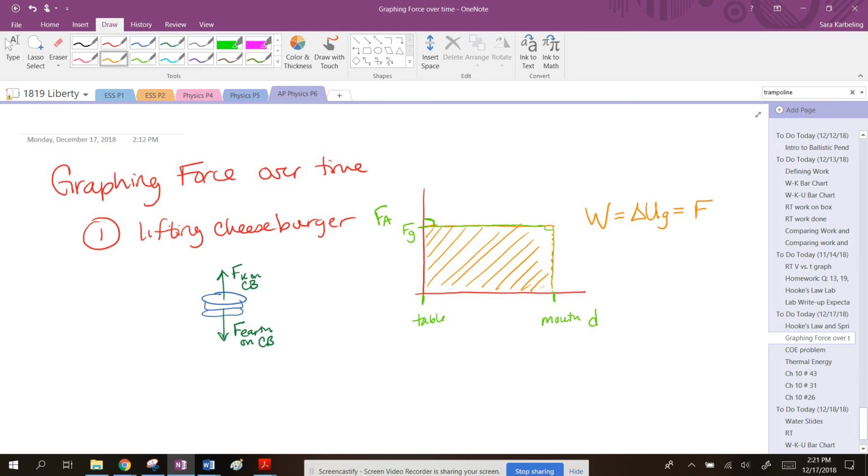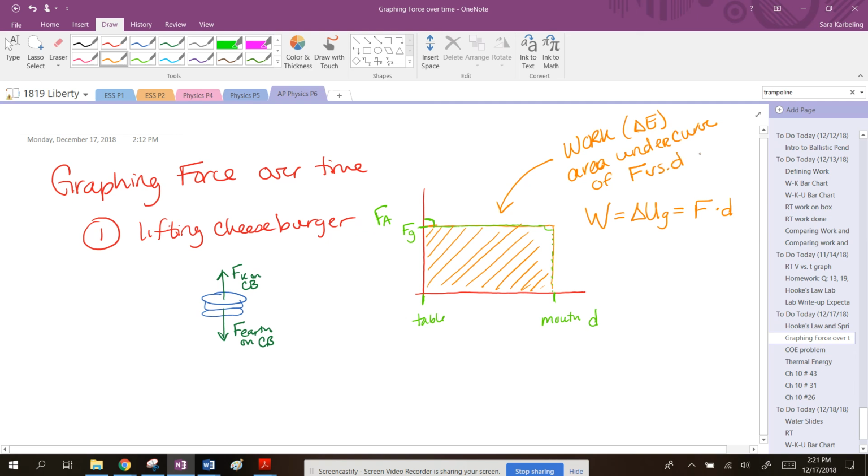We're taking the force, that value, times the displacement, this value, and that gives us the work. The work is equal to the force times distance, as long as the force is constant. The work, or the change in energy, can be found as the area under the curve of a force versus distance graph.